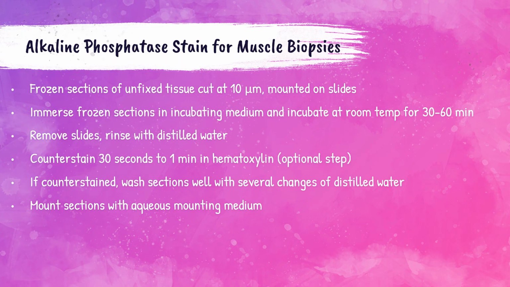To perform this staining technique, frozen sections of unfixed tissue are cut at 10 microns and mounted on slides. Frozen sections should be immersed in incubating medium and incubated at room temperature for 30 to 60 minutes. Remove the slides, then rinse in distilled water. Then counterstain for 30 seconds to 1 minute in hematoxylin. This is an optional step. If the counterstain is used, wash sections well with several changes of distilled water, and then mount sections with an aqueous mounting medium.